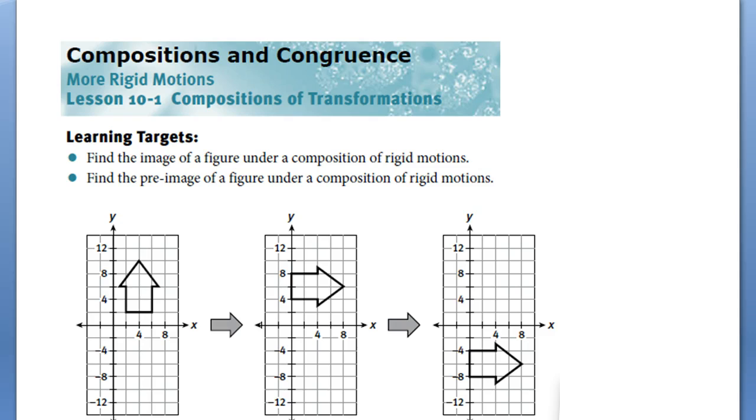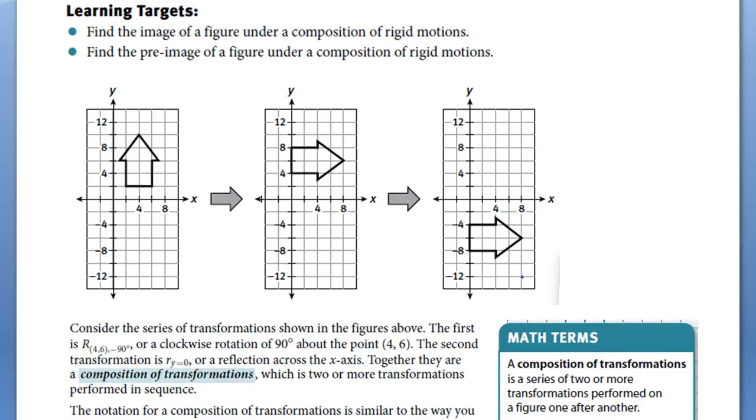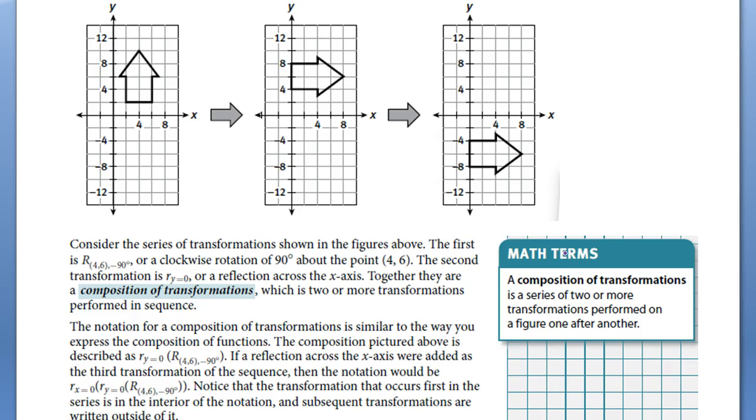The second learning goal is to find the pre-image of a figure. So if we know the final image, can we go in reverse and figure out where the image was to begin with? Consider the series of transformations shown in the figures above.